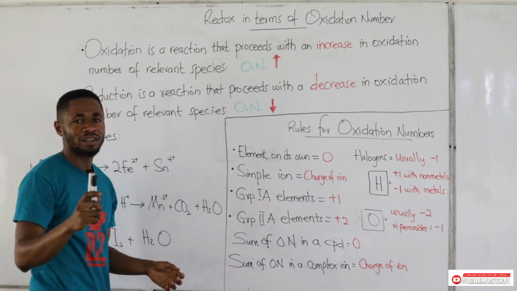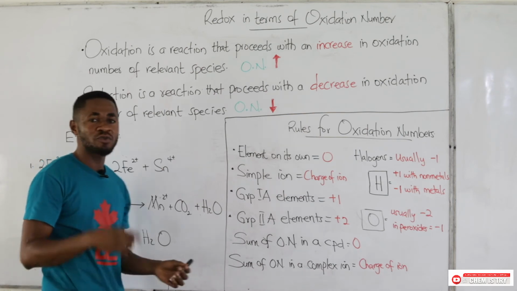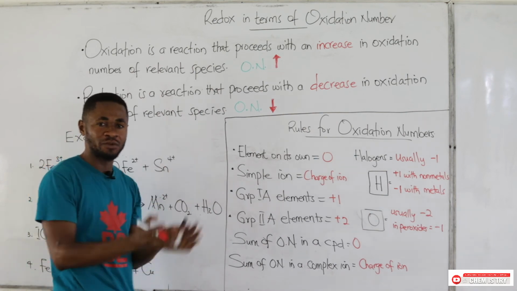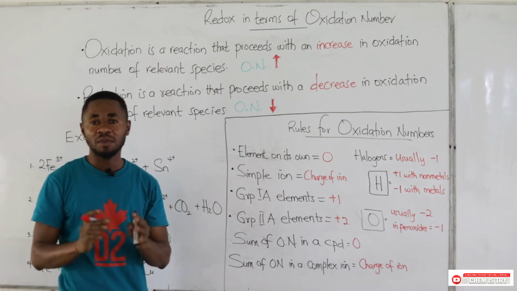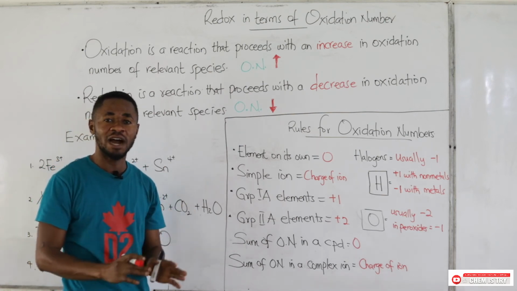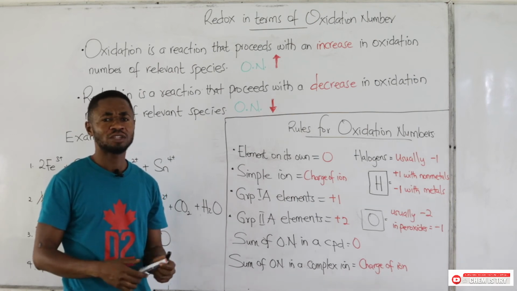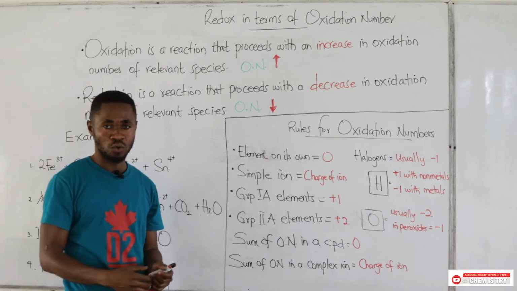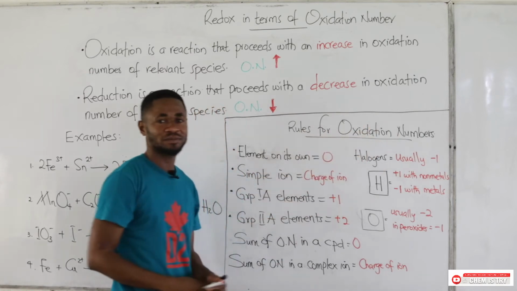Remember SHS 1. We learned that oxidation number is the real or the hypothetical charge an atom carries, whether it is alone or it is in a chemical substance. And this is based on some laid down rules. What are those rules? Let's go and refresh our minds and our memories on those rules.